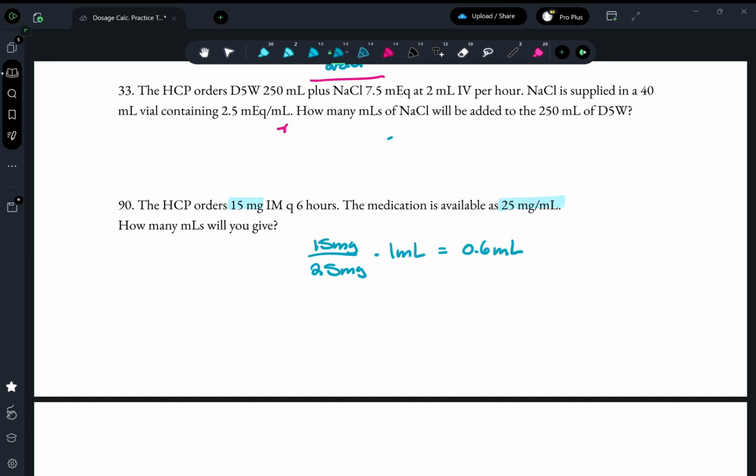Now let's say the question was how many are we going to give per shift? If we know it's Q6 hours, we know we're going to do that twice a shift. So we're going to give 1.2 mLs total per shift. If we want to know per day in a 24-hour period, we would multiply that by 4, or this number by 2. So it would be 2.4 mLs per day.